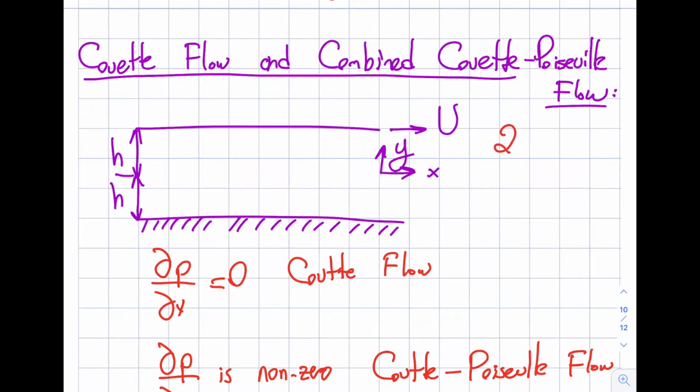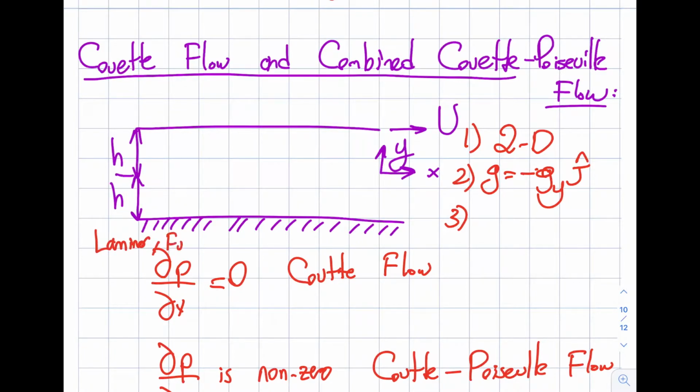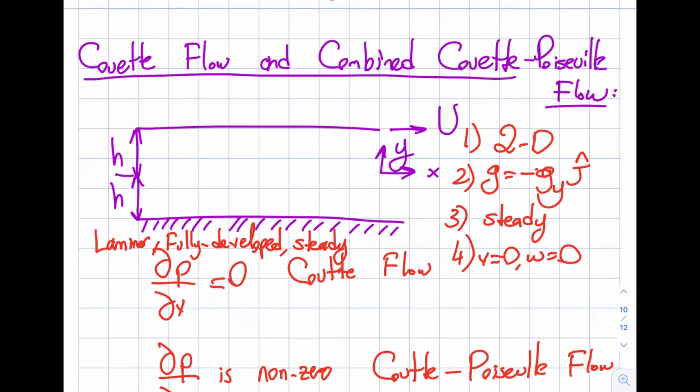It's going to be 2D, just like the previous Poiseuille flow case. My g will be very similar, minus g y in the j direction. As I'm telling you, this is laminar, fully developed, steady. That's given to you, so I can call this steady. As it is laminar, my v will be 0 and my w will be 0. So that's going to help me a lot.